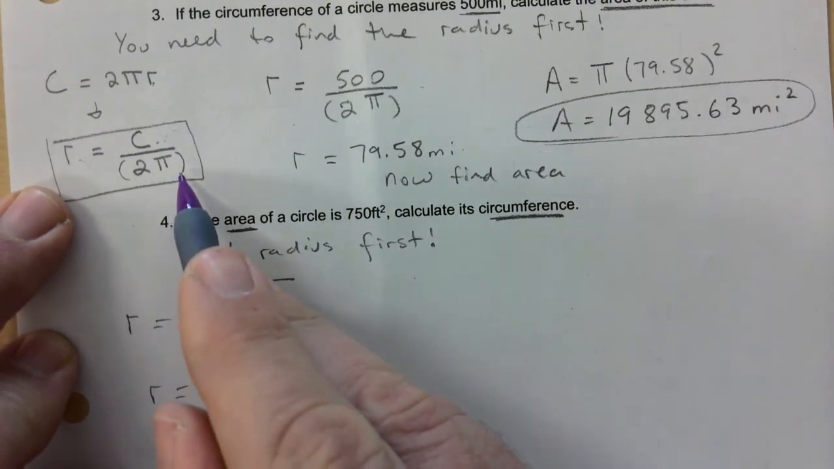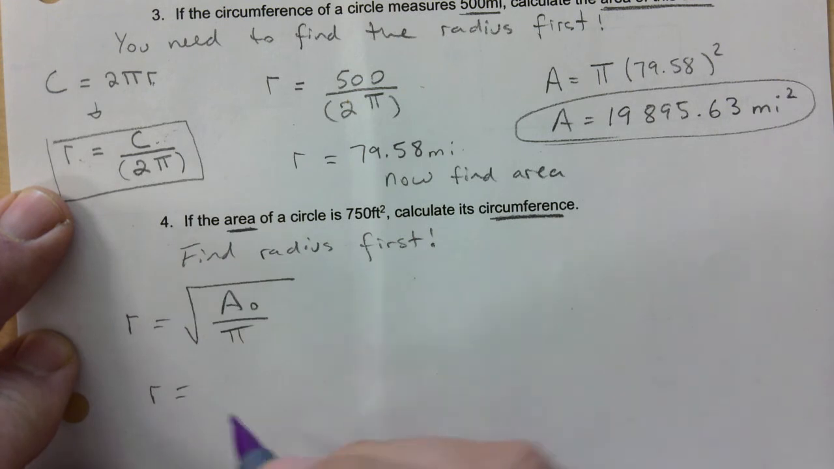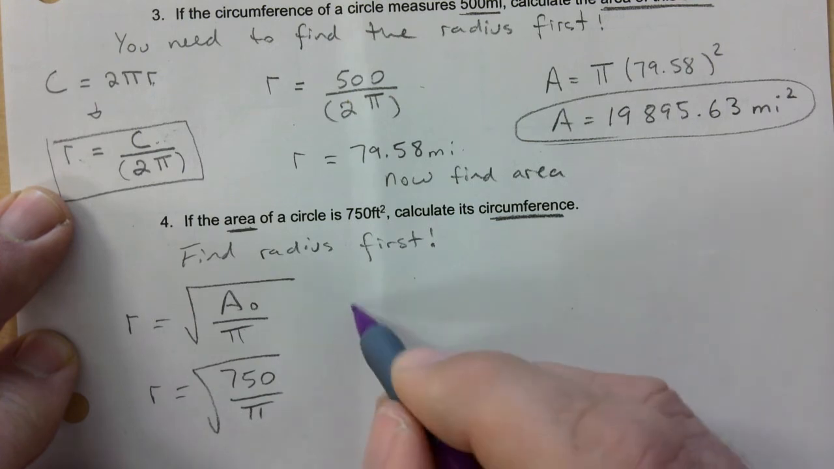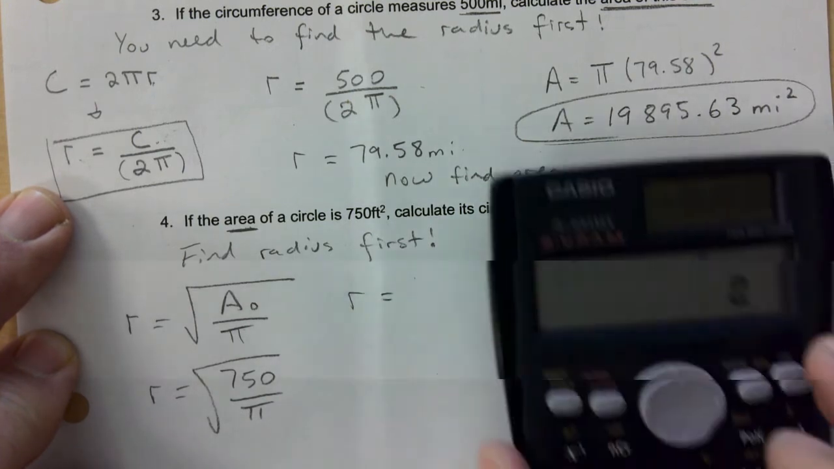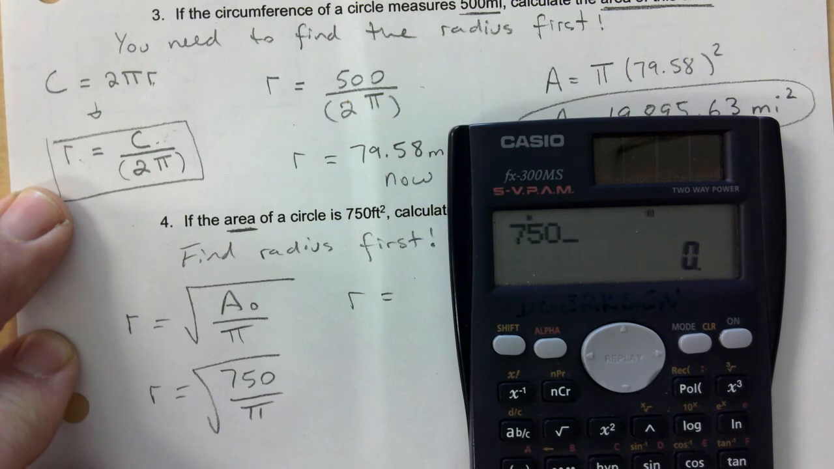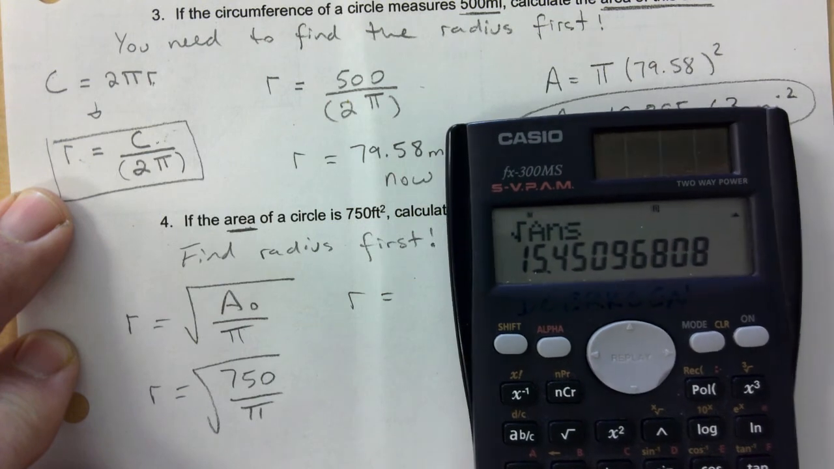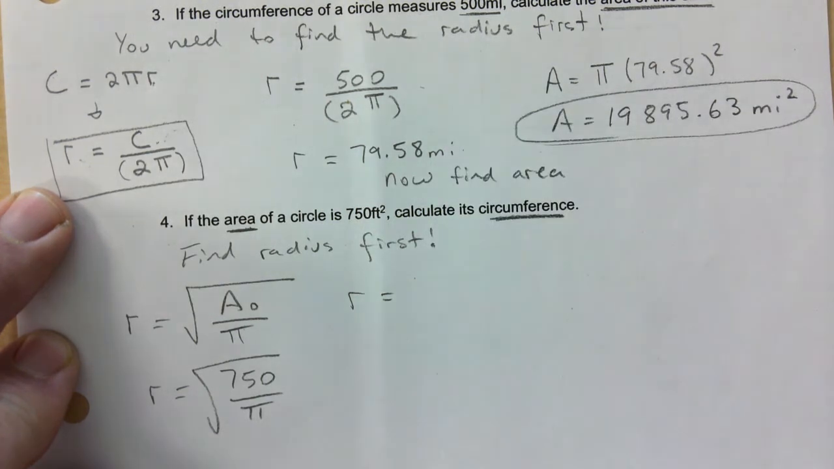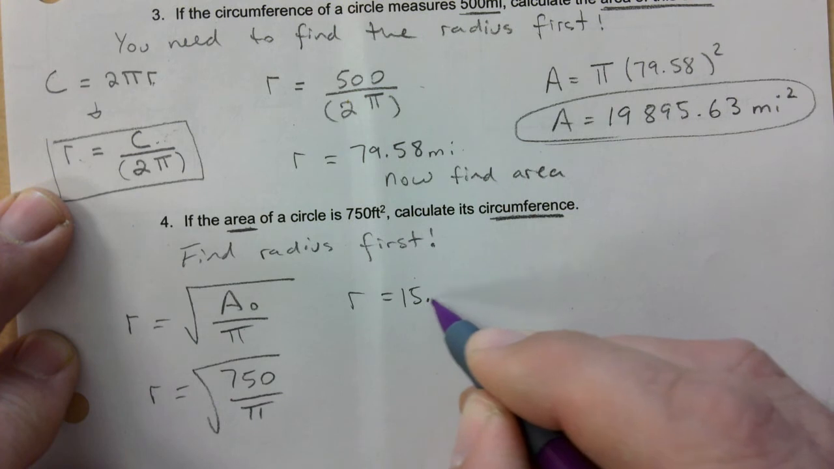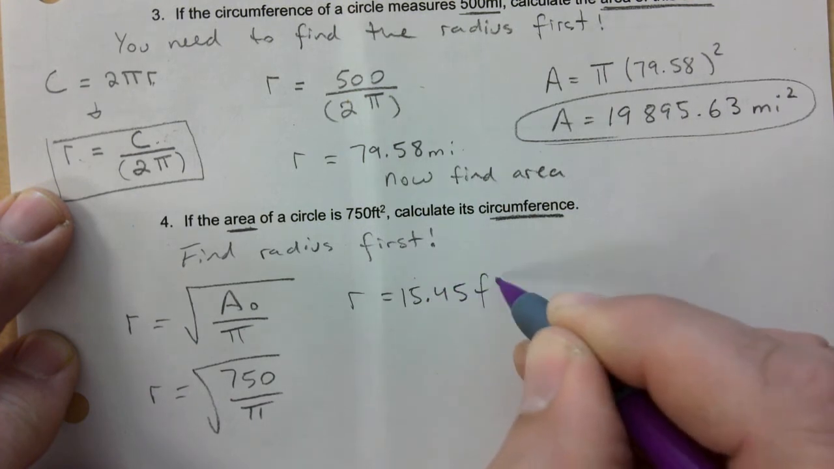Unlike before, I used the circumference, right? So this would be 750 divided by pi, square root of that. So watch how I'm doing this. 750 divided by pi equals, then take the square root, that's 15.45 feet.